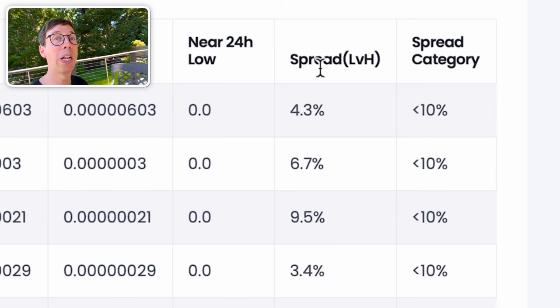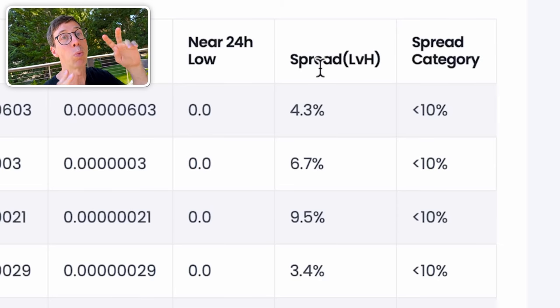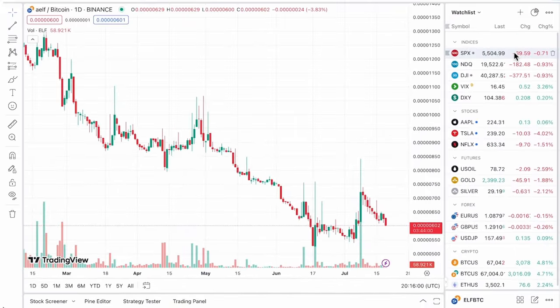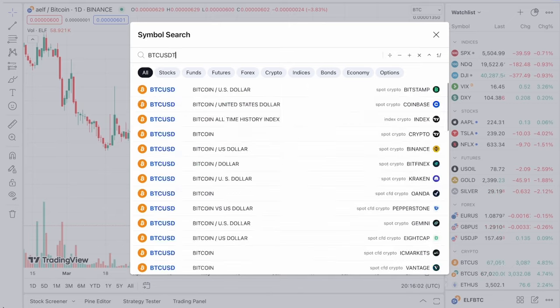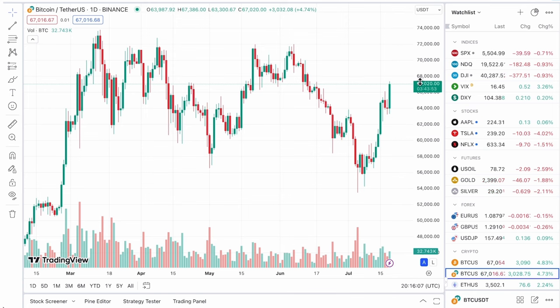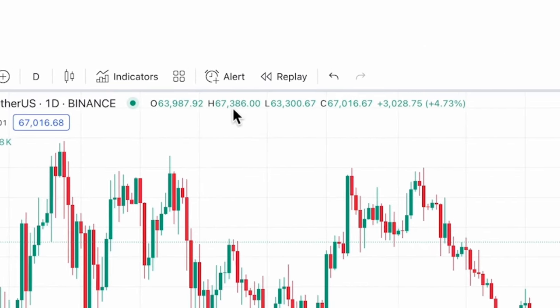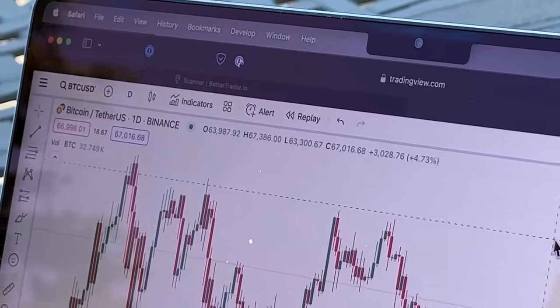A spread is a measurement between the low and the high of the last rolling 24 hours. So when we look at TradingView, and I wanna go to just the chart for Bitcoin. It's gonna show me for the day, the high for the day, it says right there, is $67,386. The low, it's $63,300. The problem with this is that this changes every single day. So when we get a new daily candle, that high and low value resets.